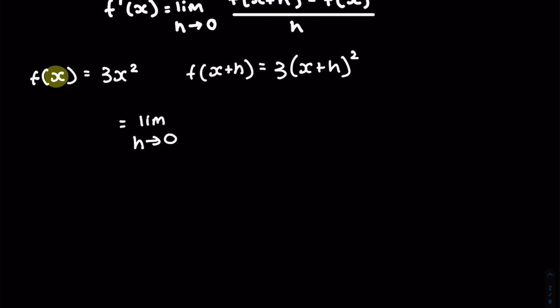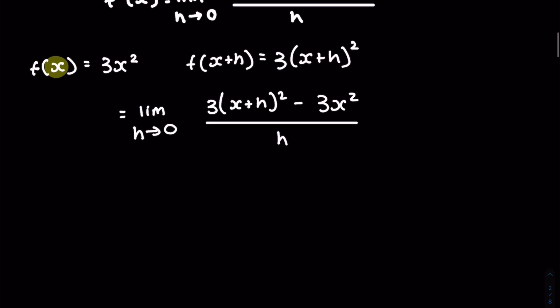So we have the limit as h tends to 0 of, we plug in our f of x plus h, which is 3(x plus h) all squared, minus 3x squared, which is our f of x, all over h.